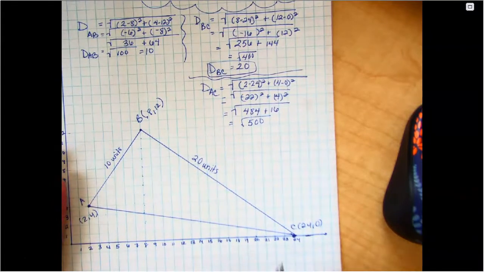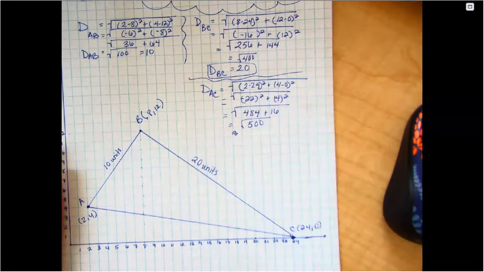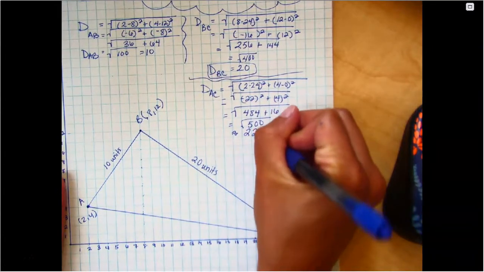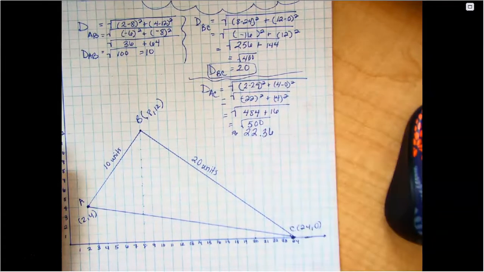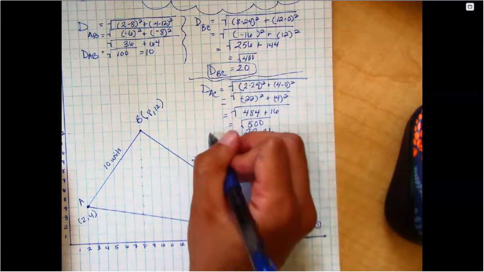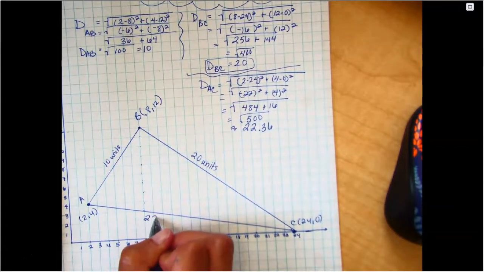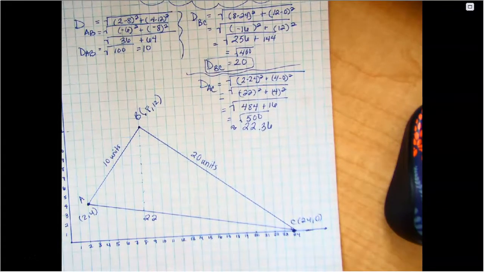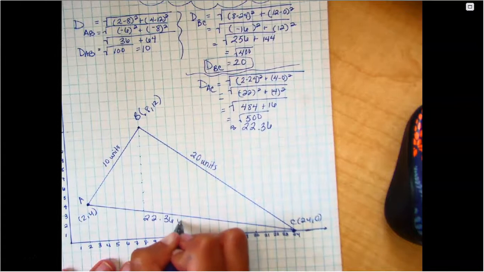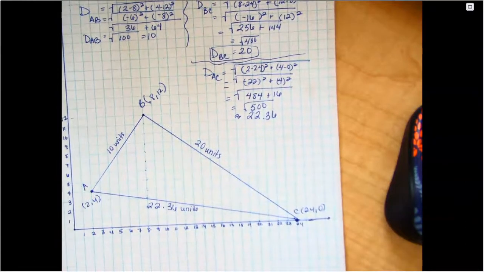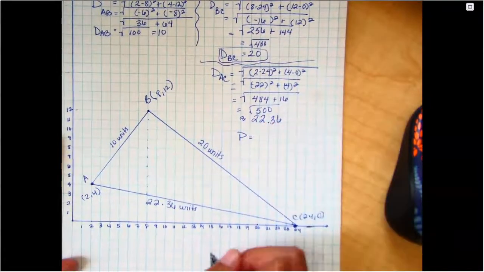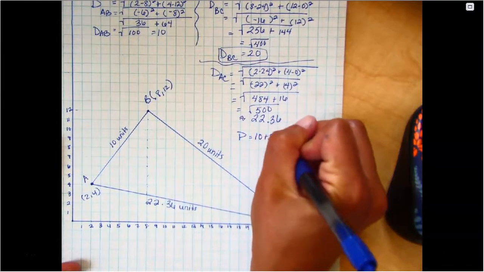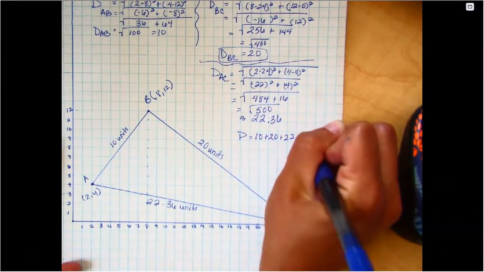So, it's okay. It's about, hold on, let's see, square root of 500 is about 22.36. I'm going to go to the 100th place. So that is going to be the distance here. 22.36 units. I thought they were going to make them all nice. They did not. Alright, so now what do I do to get the perimeter? Add up all my sides. So the perimeter of this triangle is going to be 10 plus 20 plus 22.36.